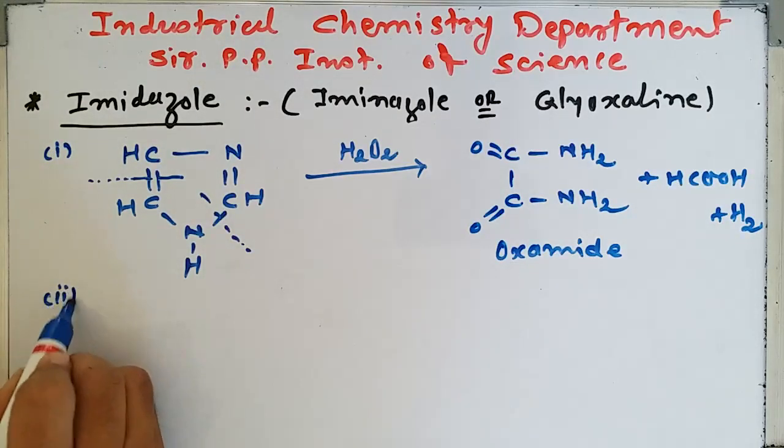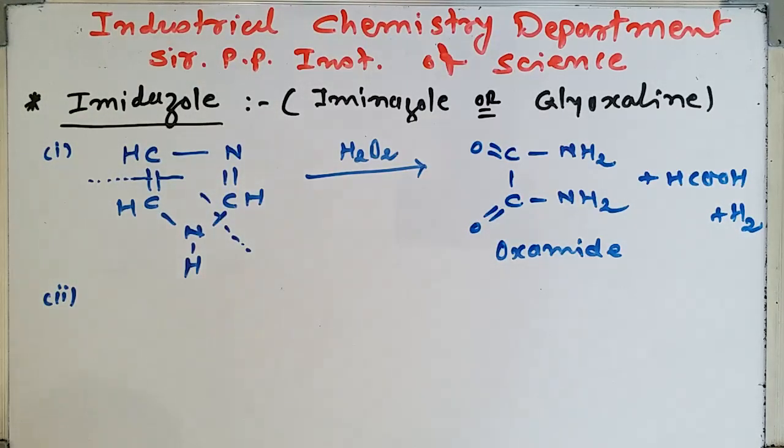We have also a second one. Acetyl chloride and acetic anhydride have no reaction with imidazole. But benzoyl chloride in the presence of NaOH opens the ring to form dibenzoyl diaminoethylene.